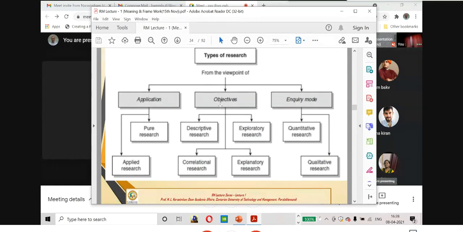So as per application, you can view your research either as pure research or applied research. I explained to you what is pure research and what is applied research earlier. Then based on objectives: descriptive, correlational, exploratory or explanatory. Similarly, based on inquiry mode: qualitative and quantitative. Now let us look at them in more detail.